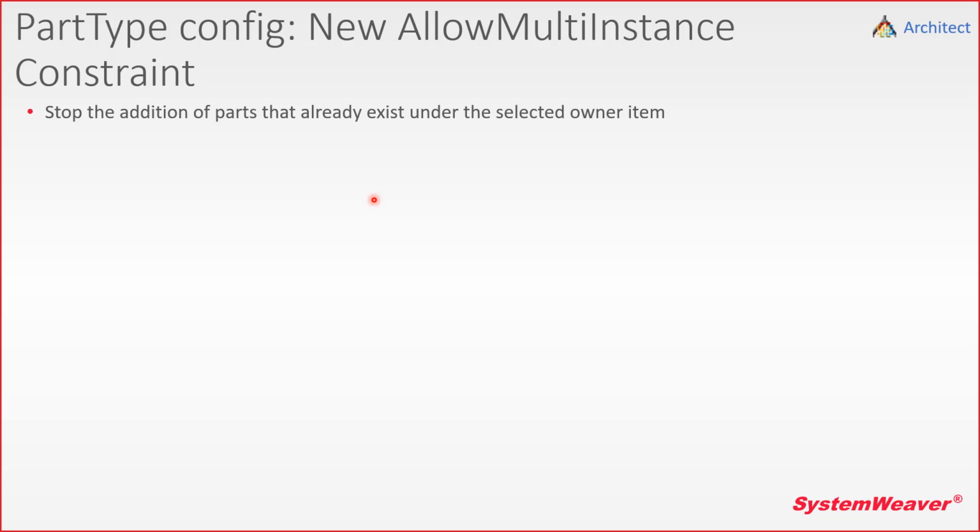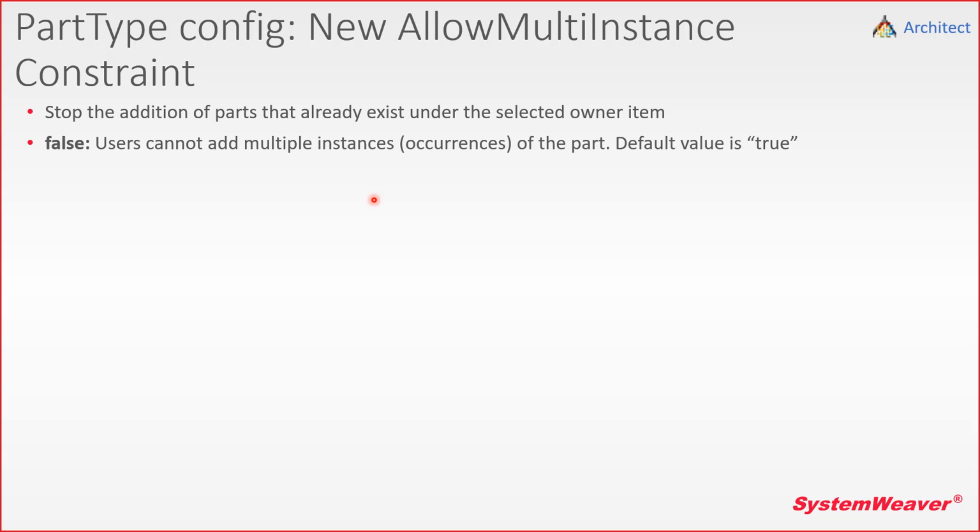Or, I don't want to allow them to add new ones. I want them to create new ones always. And so this is a third constraint called allow multi-instance. And what it does is stops users from adding parts that already exist under the selected owner item. So you don't want multiple instances of the part. So false would mean that users cannot add multiple instances of the part, and of course the default is true. If you don't set this configuration, they're going to be able to do that.